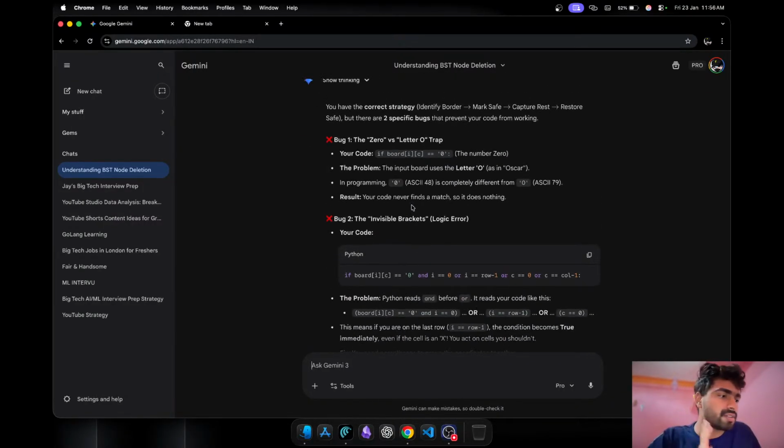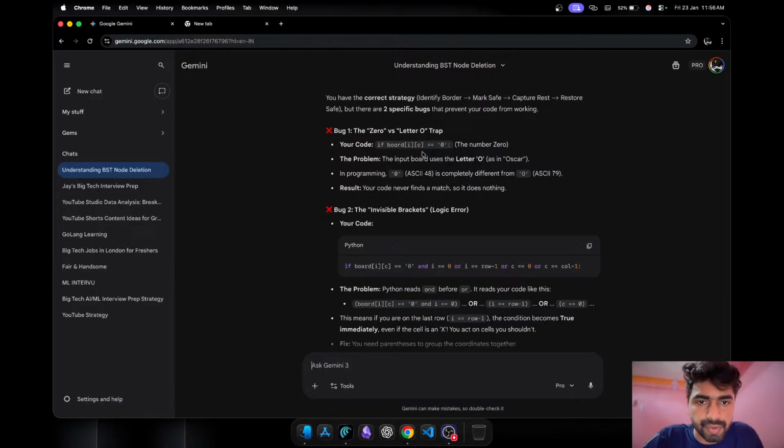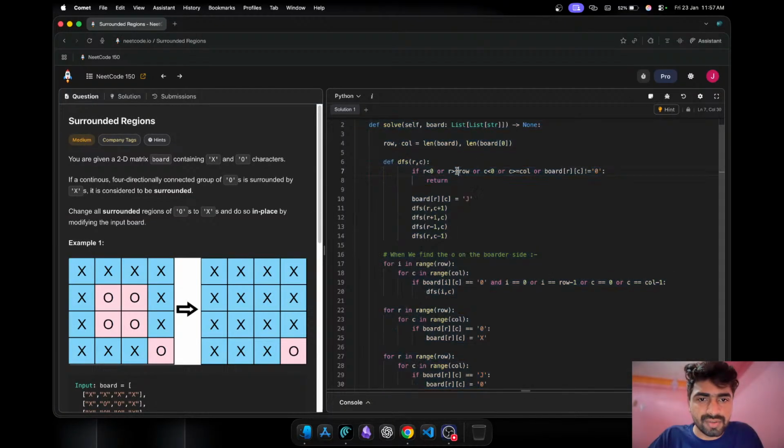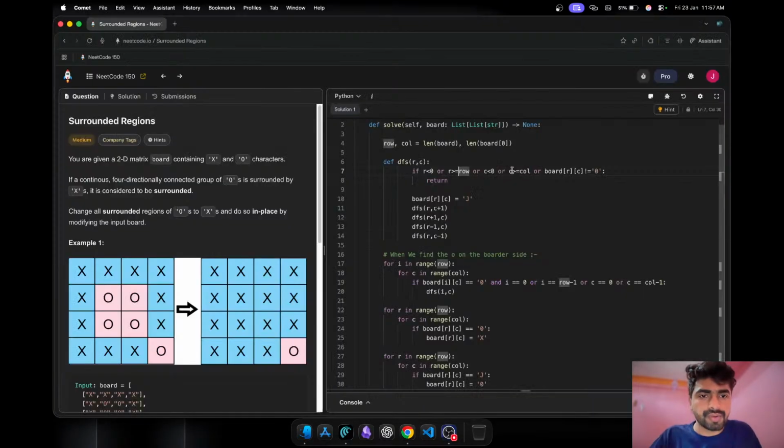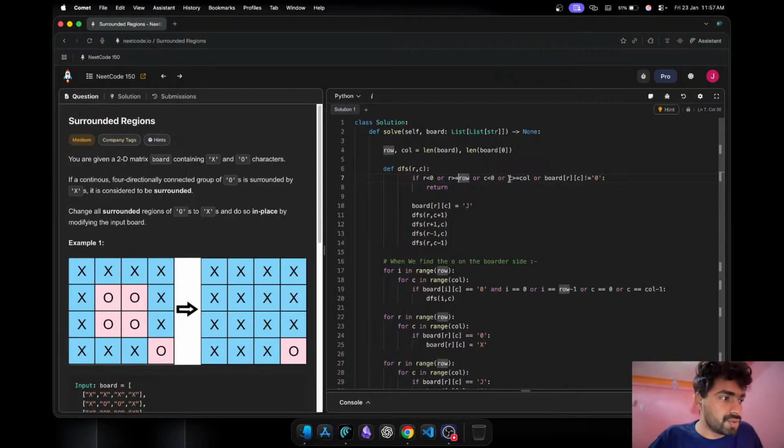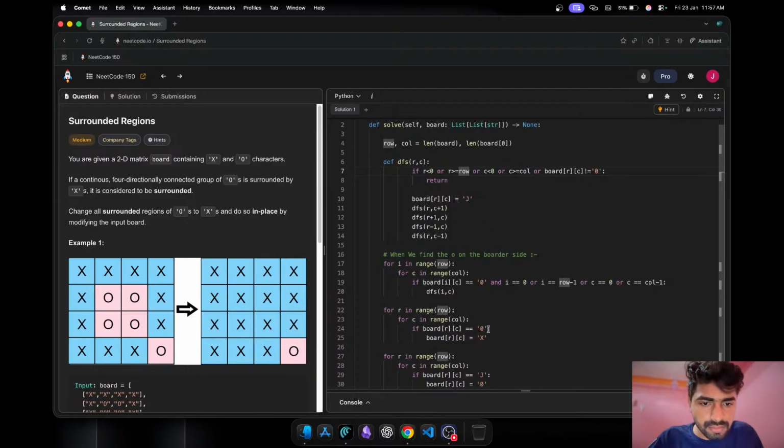Okay, what did I do wrong, let's see. Your code: if board of I, C equals 0, the number 0. The problem is the input border uses the letter O as in Oscar. Is this O or 0? In programming, ASCII 48 is completely different from O. Okay, that is O, not 0. So where is that? Grid of R, C equals 0.